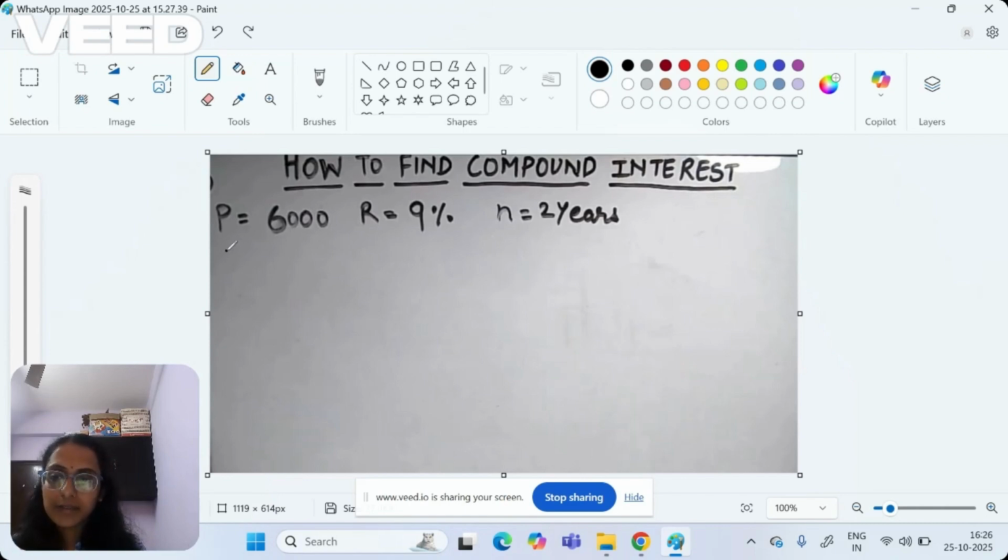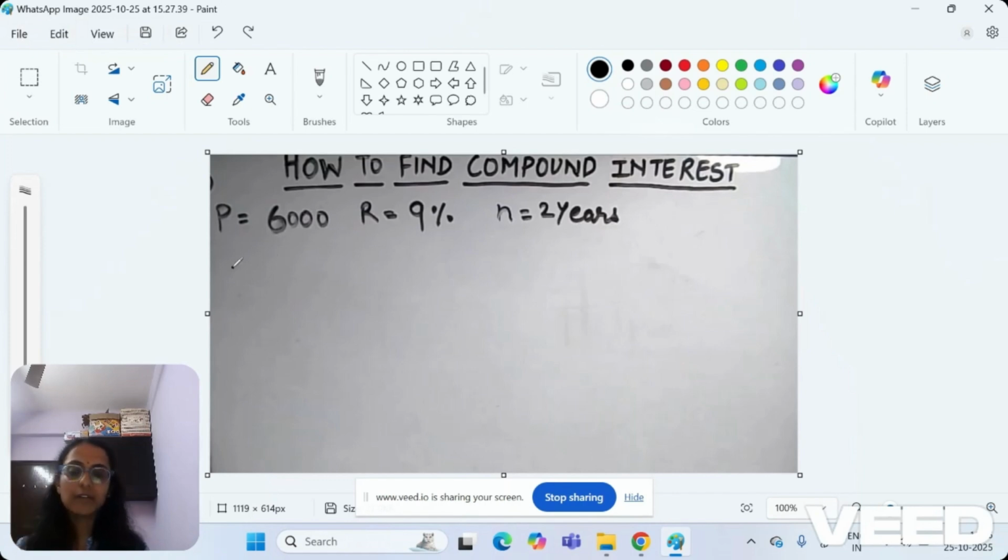Now, we are given the principal amount as 6,000 rupees and the rate of interest as 9% per annum. And what is the period for which the amount is kept by the borrower? It is 2 years. Here we have to find the compound interest. What is compound interest? It is the interest on both the initial amount and the interest accumulated for the previous years, meaning it is interest on the interest.